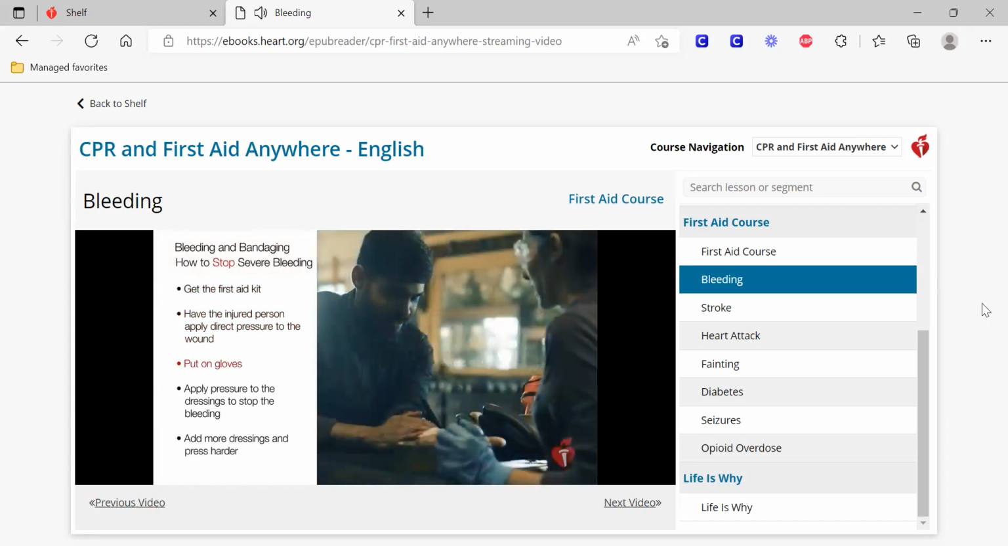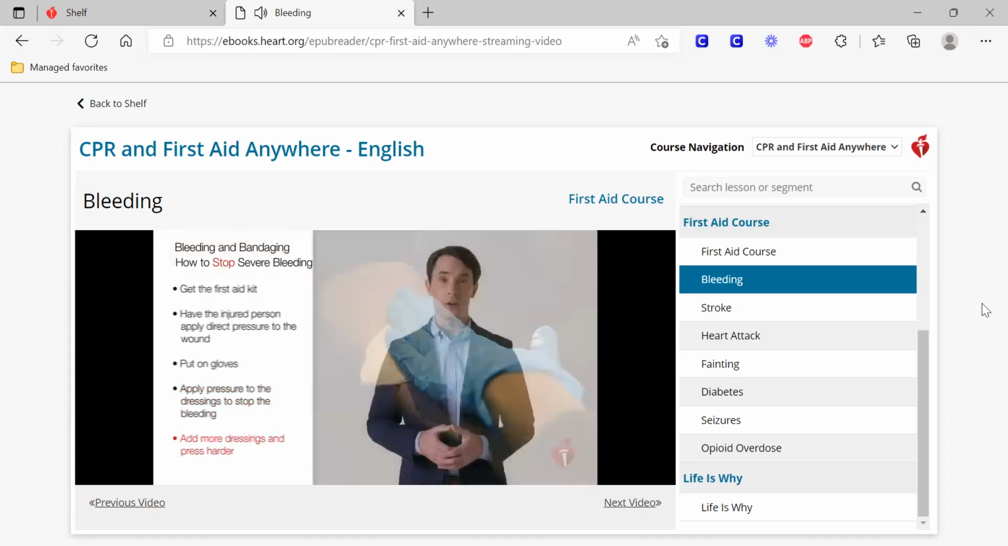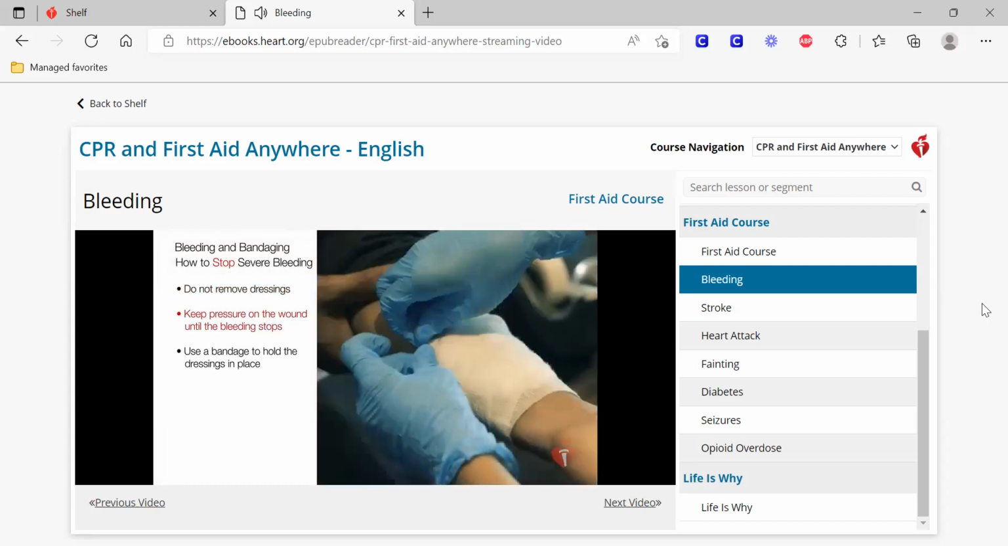Once your gloves are on, apply dressings from the first aid kit and put direct pressure on the dressings over the bleeding area. Use the flat part of your fingers or the palm of your hand. If the bleeding doesn't stop, you'll need to add a second dressing and press harder. Do not remove a dressing once it's in place, because this could cause the wound to bleed more. Keep pressure on the wound until it stops bleeding. Once the bleeding has stopped, or if you can't keep pressure on the wound, wrap a bandage firmly over the dressings to hold them in place.